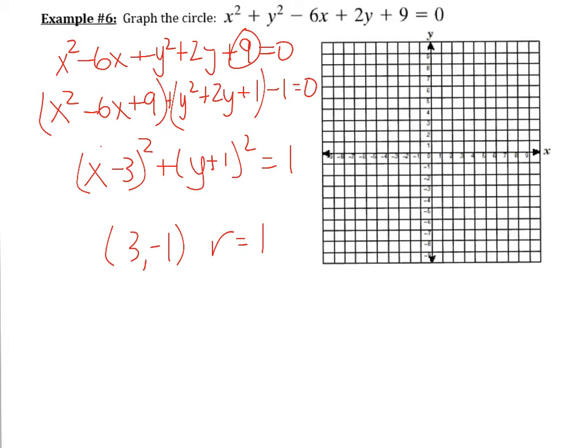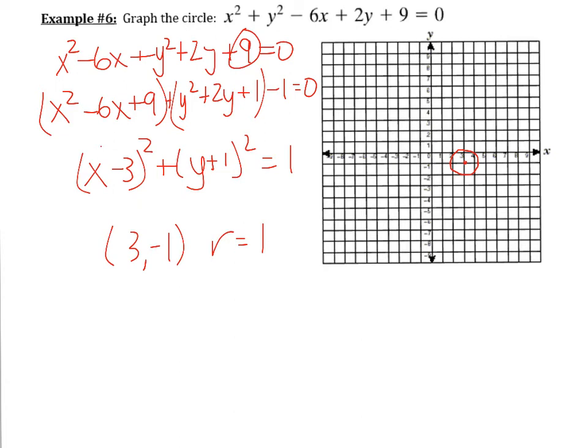This is going to be a little hard for me. 1, 2, 3, negative 1 is down here, and then a radius of 1. It's a really, really tiny circle, kind of like that. So there is the circle x squared plus y squared minus 6x plus 2y plus 9 equals 0.